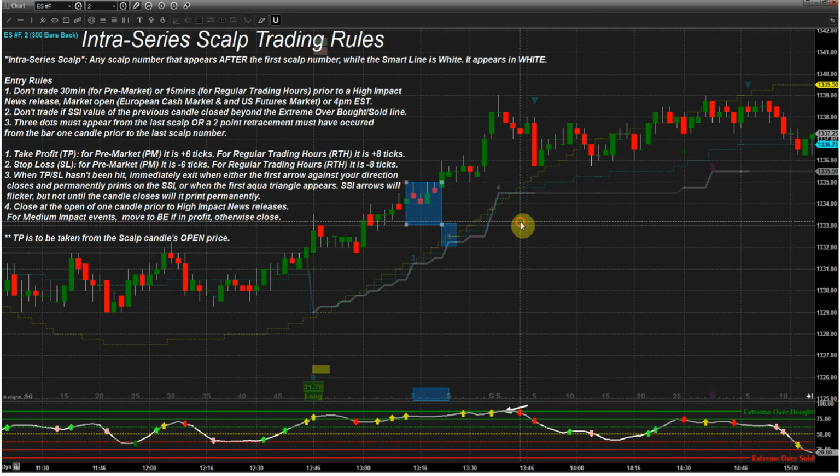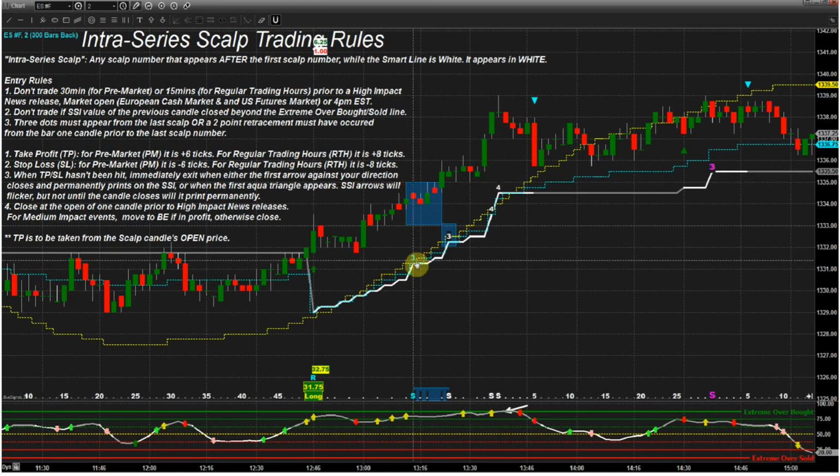and you wait for a 2-point pullback. And you always go from the bar previous to the recent scalp. You start from that bar, you take the highest price going forward every bar, and you wait for prices to come back to a 2-point pullback. Once the market's gone 2 points pullback, when an Intra-Series scalp appears, it makes it very safe because the market has shaken off some volume and then resumed their upward buying move or downward selling move.